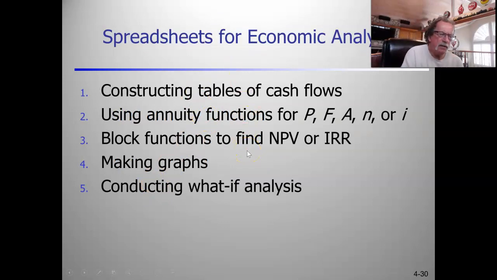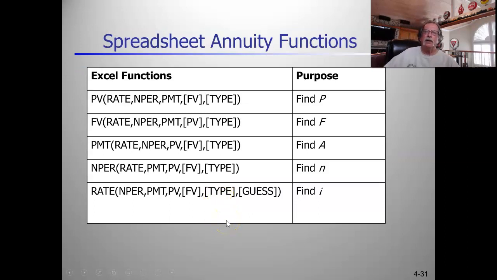Okay, so when you do engineering economic studies, when you do project justifications, it's all done in Excel. It's almost never done by hand. What you do is you build a table of cash flows. You formulate the answers you want: to find the present value, net present value, or internal rate of return. These are our two performance measures typically. You make graphs, you do what-if analysis. And so these are the different spreadsheet functions.